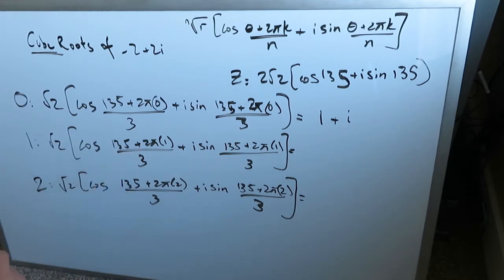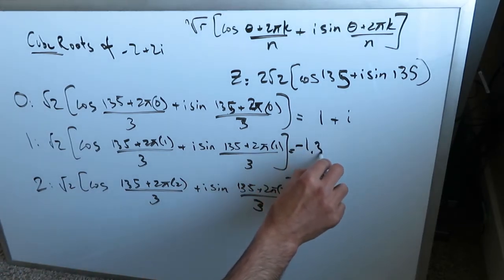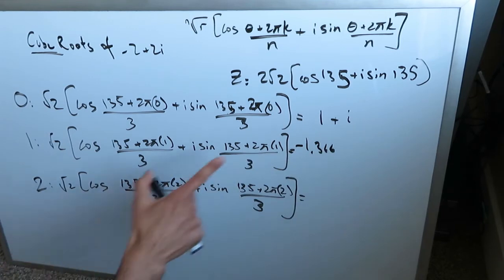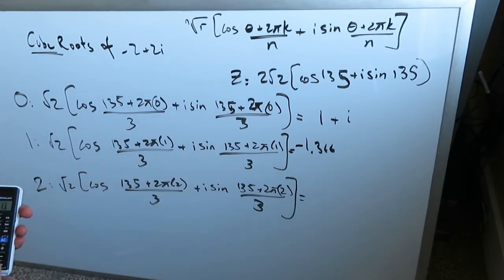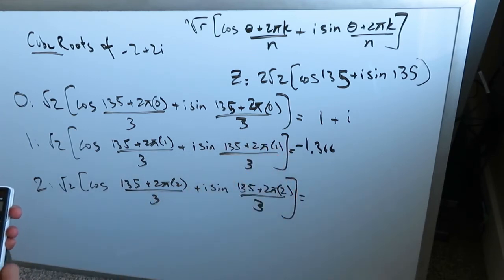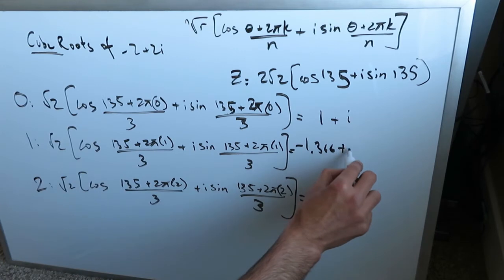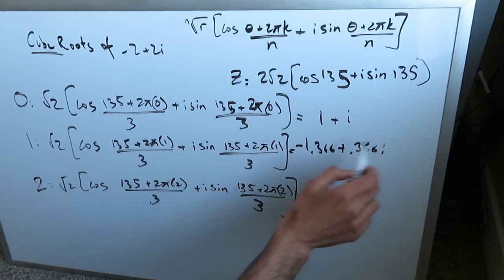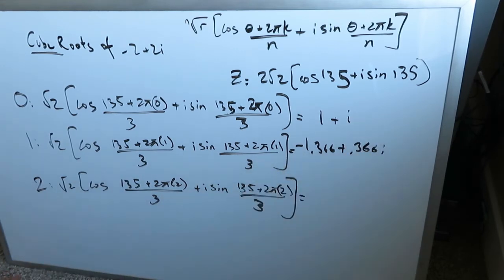Let's look over here. 135 plus 360 divided by 3, I get 165. Cosine that, multiply that by memory recall, I get a minus 1.366. Let's do this one right over here. 135 plus 360, remember 2 pi times 1 is 360, divided by 3, I get 165 degrees here. Sine that and multiply that by root 2, I get plus 0.366i. There's nothing wrong with presenting decimal answers. Absolutely nothing wrong with that.